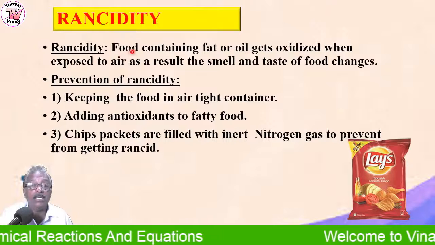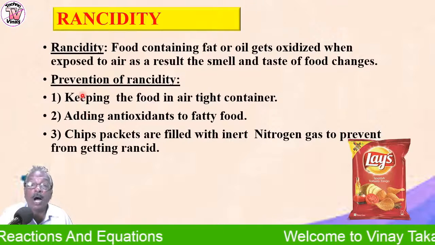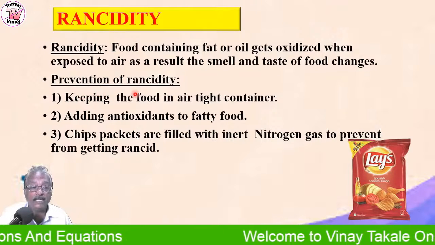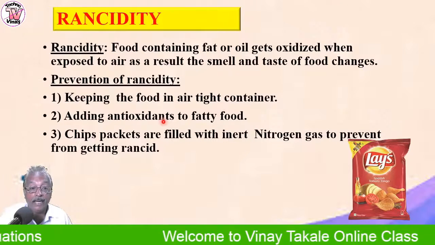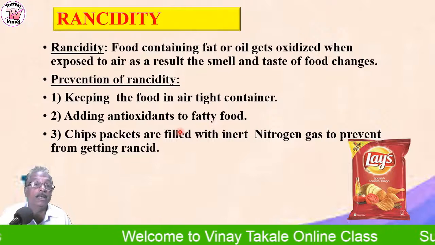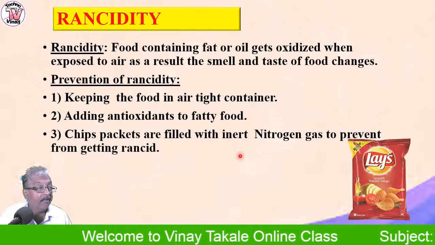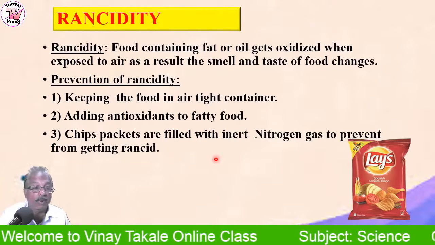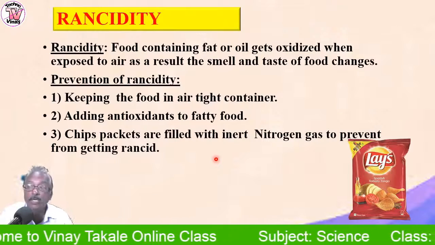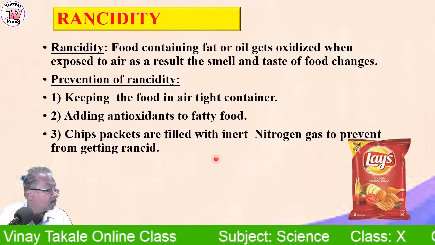So we have seen different types of reactions, finally at the end, corrosion and rancidity. How will you prevent food from turning rancid? By keeping the food in an airtight container, adding antioxidants to fatty food, and filling chip packets with nitrogen gas to prevent them from getting rancid. So I think we have almost finished.